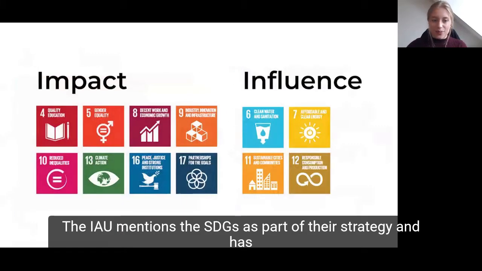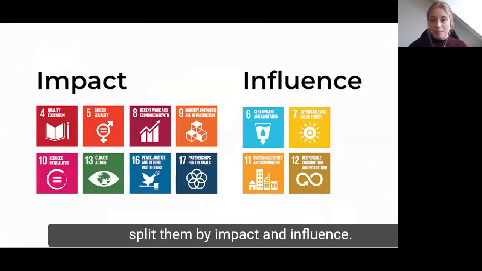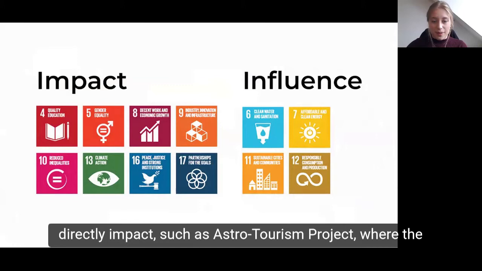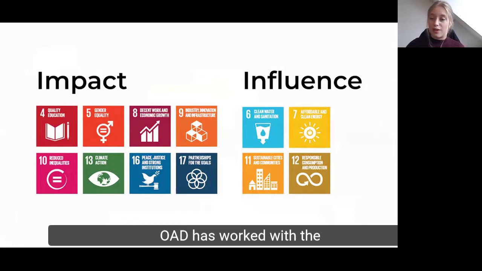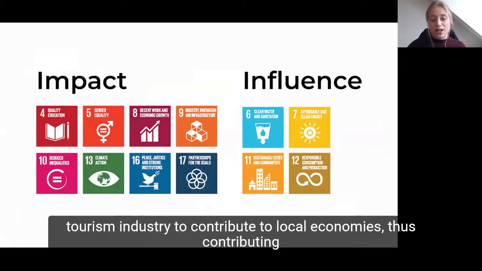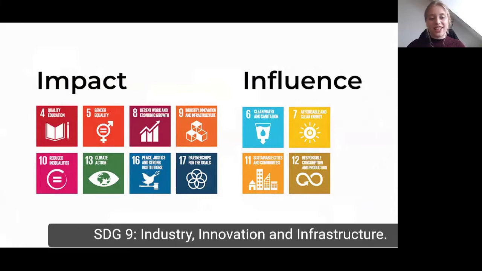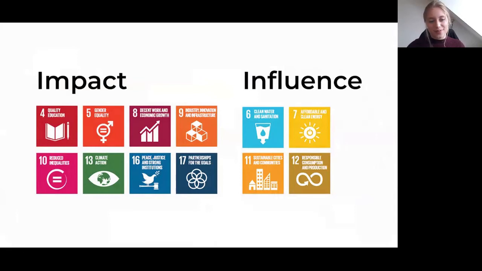The IAU mentions the SDGs as part of their strategy and has split them by impact and influence. The SDGs that fall under impact are those that the IAU's activities directly impact, such as astrotourism projects, where the Office for Astronomy for Development has worked with the tourism industry to contribute to local economies, thus contributing to the SDGs 8, decent work and economic growth, and SDG 9, industry, innovation, and infrastructure.